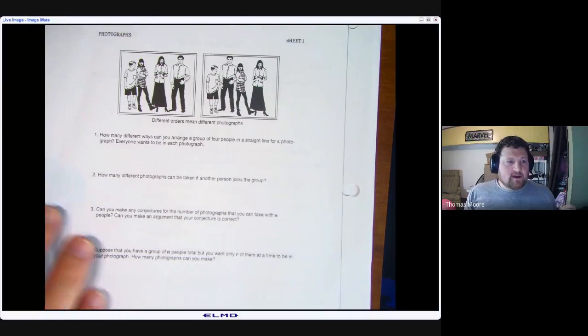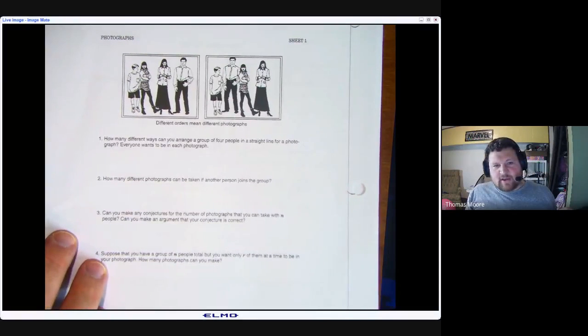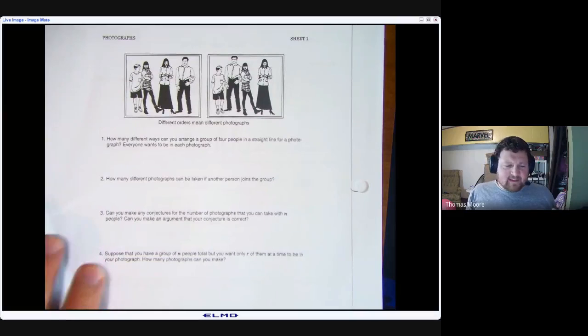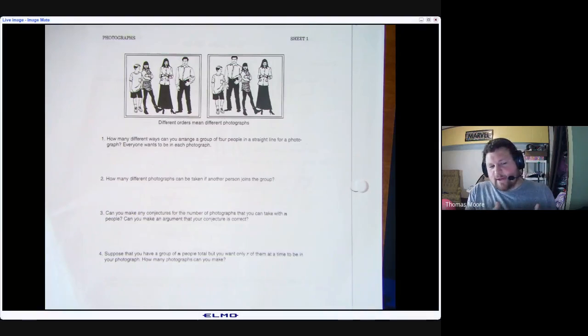Recording now. So I have these photographs that I'm going to be looking at. And as we've talked about, if you have this group of 4 people and you want to align them up in a line, how many different ways can we create this photograph? So we have 4 people, everyone needs to be in it. How many different ways could we have them be in this photograph?